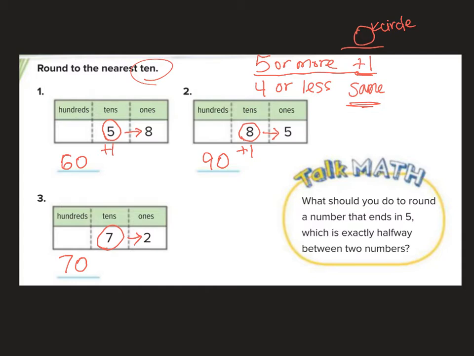Okay, what should you do to round a number that ends in 5? We should add 1 to the circled digit, right? Because it's exactly halfway, right? If I'm looking at a number line and I have 60 and I have 70 and I say, well, where should I round? Number exactly in the middle, 65. We had to pick, okay? It's kind of a toss-up. So someone picked, hey, if it's exactly in the middle, you're going to go up.